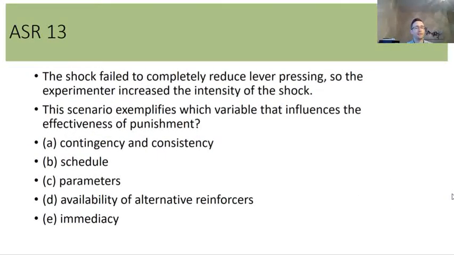ASR 13. The shock failed to completely reduce lever pressing, so the experimenter increased the intensity of the shock. This scenario exemplifies which variable that influences the effectiveness of punishment? A. Contingency and consistency. B. Schedule. C. Parameters. D. Availability of alternative reinforcers. Or E. Immediacy. Give it a few more seconds. Alright, I'll close the poll. The answer is C. Parameters.